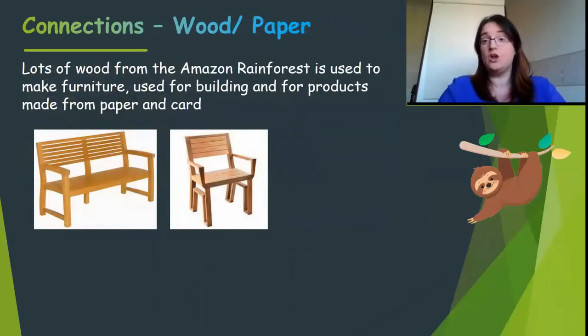So we talked a little bit about logging yesterday, didn't we, and cutting down trees, and some of the uses that they make for those trees have a direct impact on our country because they send furniture to us. The wood is used for buildings. It's used to make paper products like toilet rolls and things. So again, another link between us and the rainforest.